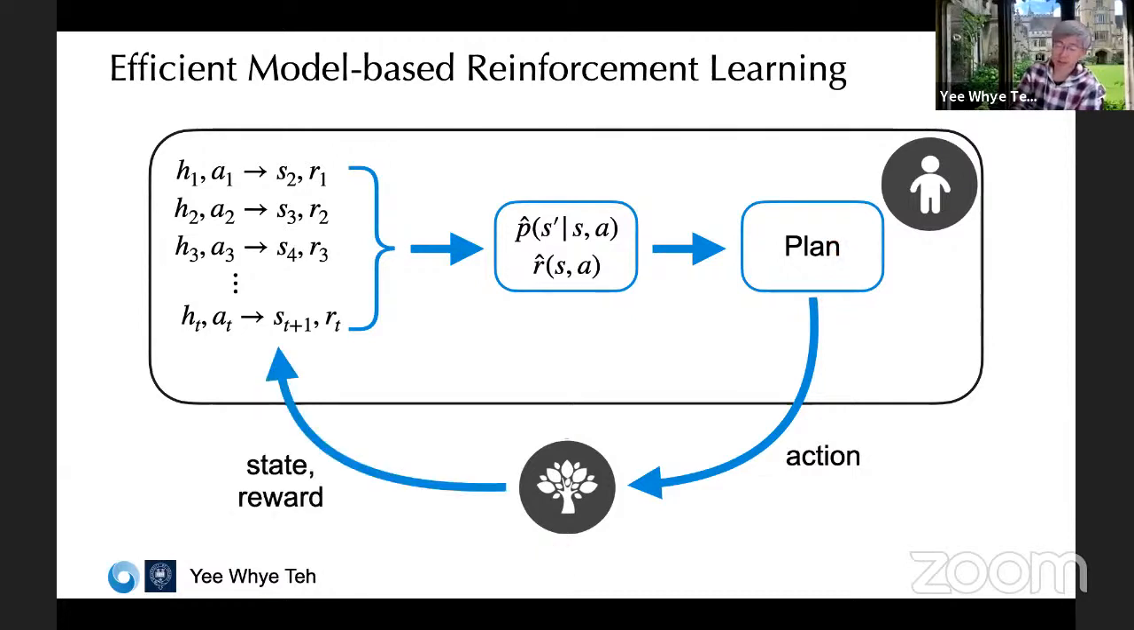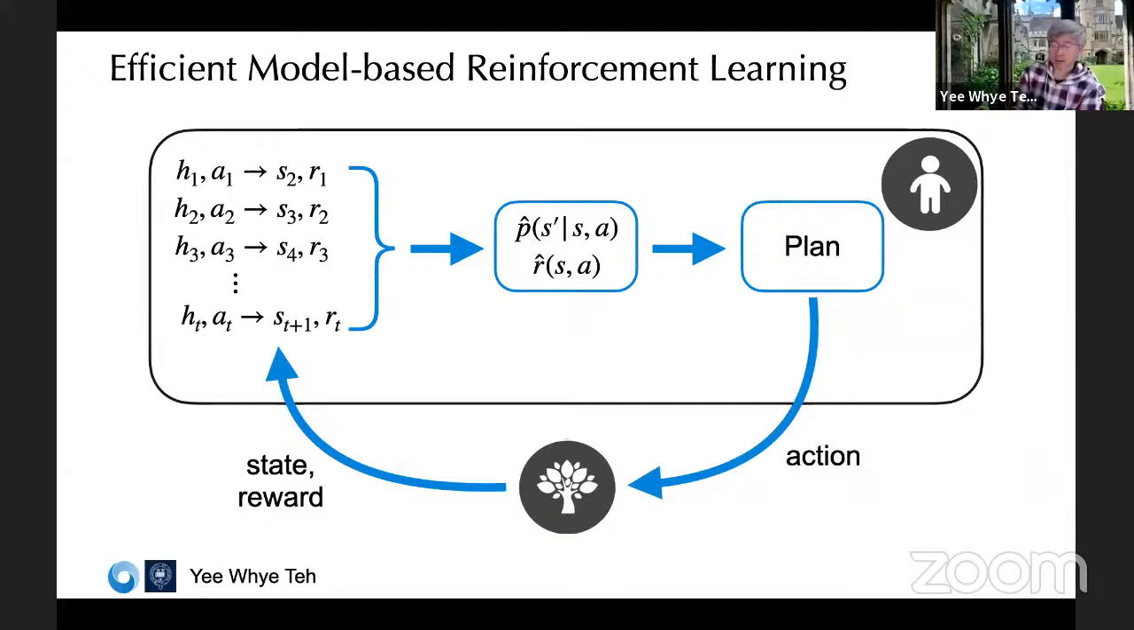So there's this loop that feeds the states and rewards back into the agent, and then the agent can plan. Basically, what we can do is use meta learning for this part, where given a collection of training input-output pairs, the inputs are the history up until that point in time and the action that the agent takes, and the output is the next observation and the next reward. And the functions that it's trying to learn are the transition dynamics and the reward function.